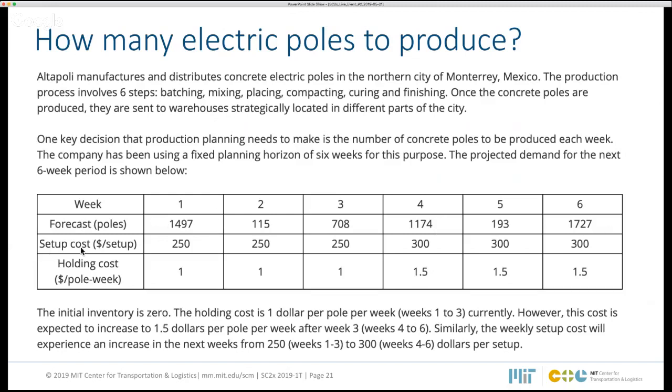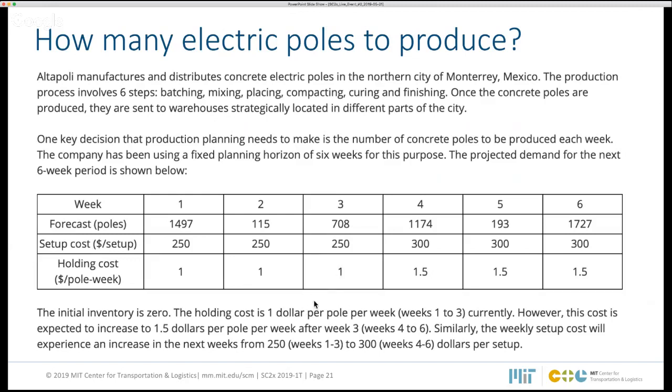Then below that is the setup cost. And again, note the unit here, which is dollar per setup. So one setup needs like $250. And then we have the holding cost below it. Again, look at the unit, which is dollar per pole per week. So basically you have to pay $1 to hold one pole for 1 week. And one important thing is that at the end of the third time period, the setup cost and the holding cost increase. So this is really the context.